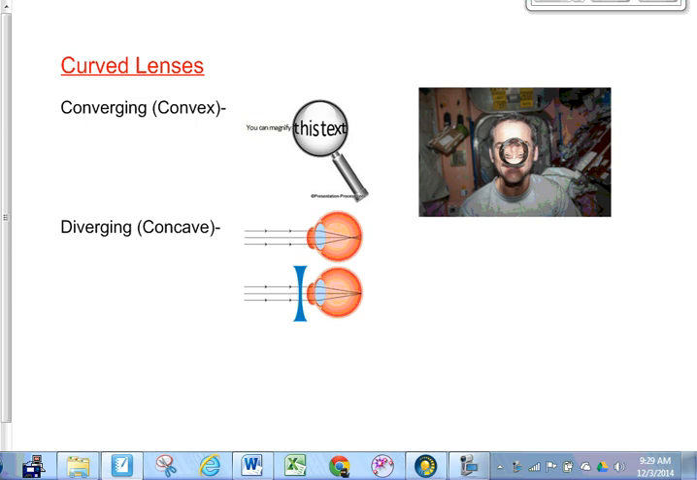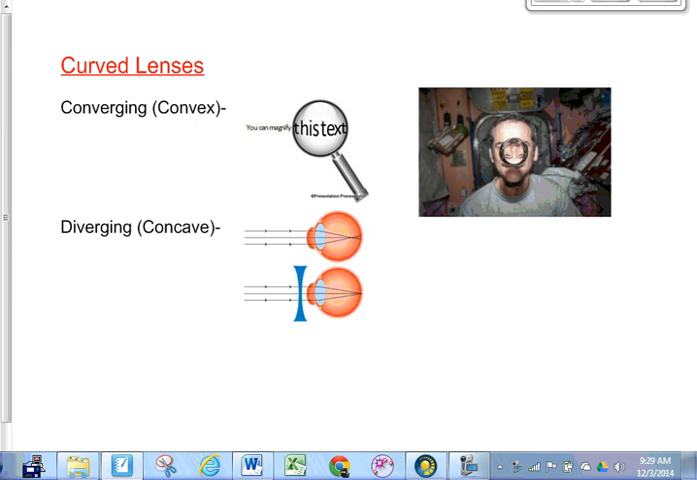Maybe we just want to magnify text, use a magnifying glass. Maybe we want to project the image that you see right now from the projector on the ceiling to the wall. Maybe we want to watch a movie and we project the image through the lens of the movie theater projector. Lenses, any way you look at it, bend light in a purposeful way to produce a certain image.